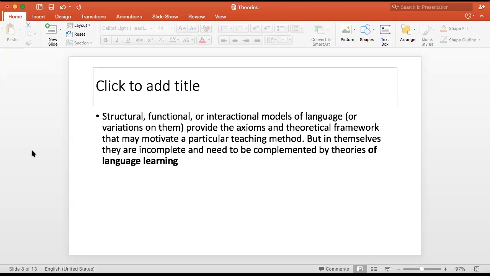But what the linguists believe is that these language theories are not complete. They need to be complemented by theories of language learning. So do not get confused between theories of language and theories of language learning. Both of these are theoretical frameworks and help in designing an approach to language teaching based on one of these, or maybe a combination of these. While we will be doing language methods one by one in detail, we will look at what method takes up which language theory and which theory of language learning.